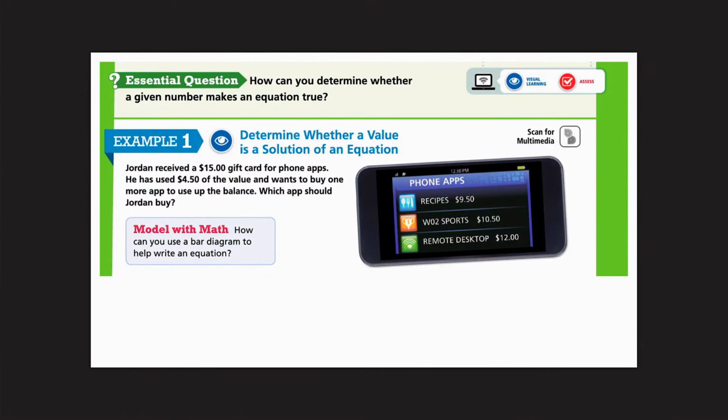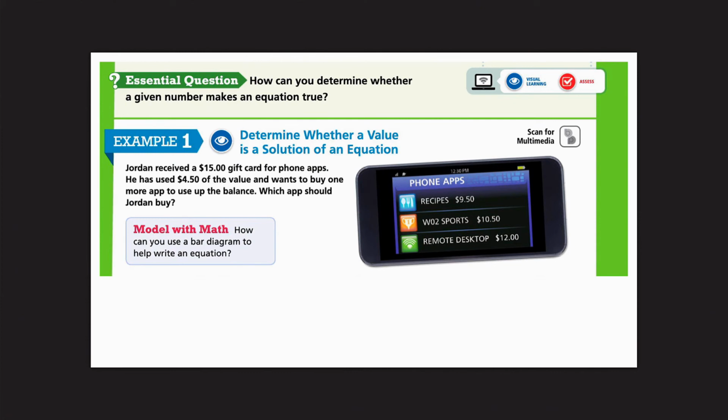Hey guys, this is the lesson video for 4-1, understanding equations and solutions. Okay, so our essential question for today is how can you determine whether a given number makes an equation true?